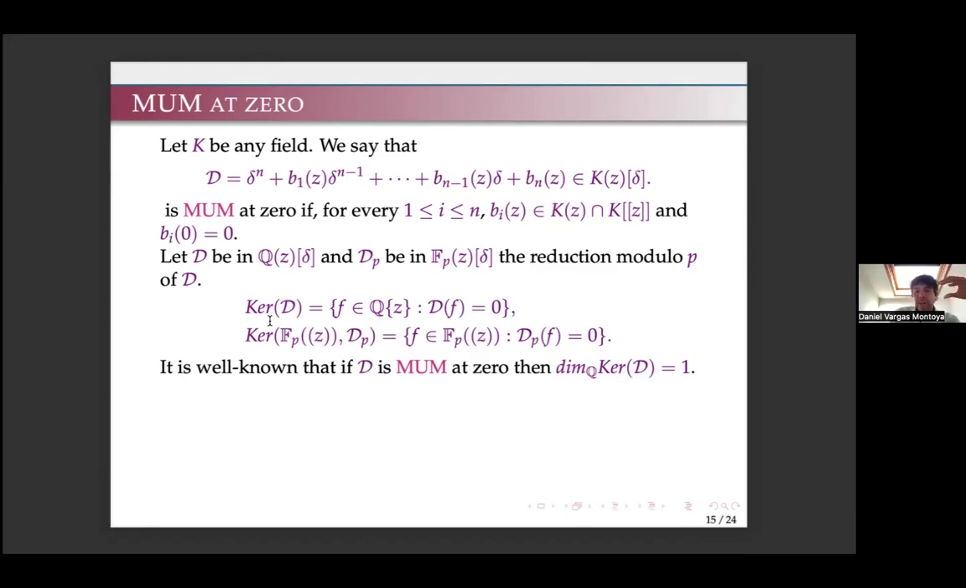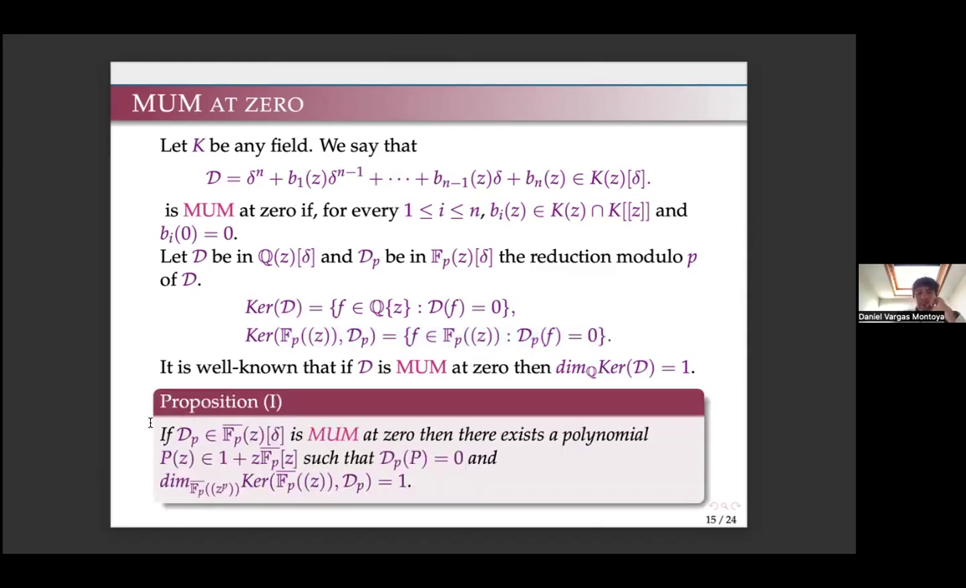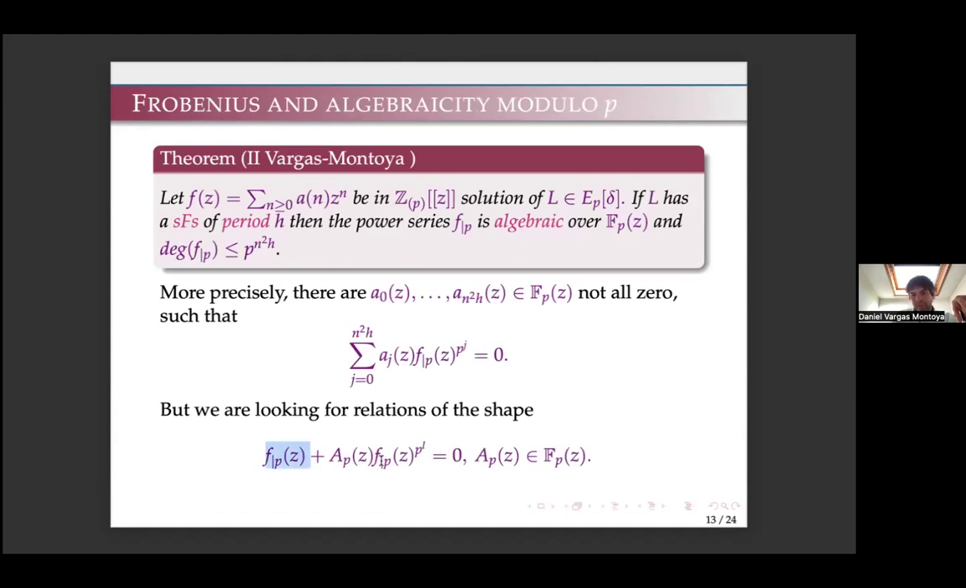So there is the question: maybe the same thing happens modulo p, and the answer is yes. That is given by this proposition. We take a differential operator D_p with coefficients in F_p(x), MUM at 0. Then there exists a polynomial P, which is not 0, such that P is a solution of D_p. And actually, the dimension of this set as an F_p(x^p) vector space is 1. That is the main motivation to consider this condition, and actually this condition implies this kind of equality.